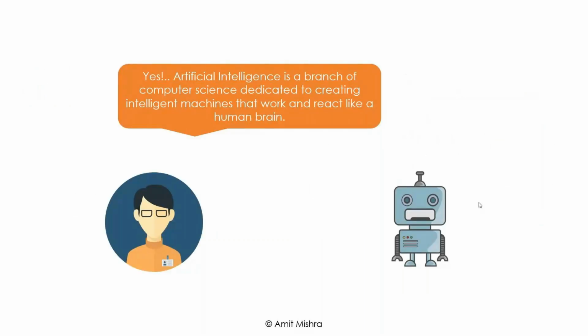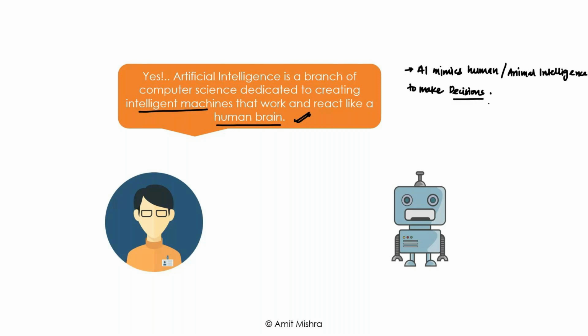Moving to the next concept, AI. Artificial intelligence is a branch of computer science dedicated to creating intelligent machines that work and react like the human brain. Basically, they try to make decisions just like a human being. That's the first thing. Artificial intelligence mimics human or animal intelligence to make decisions, and these decisions are just like the way a human makes a decision. What type of problem statements do you solve in this?